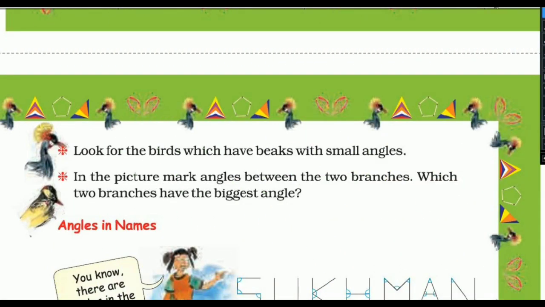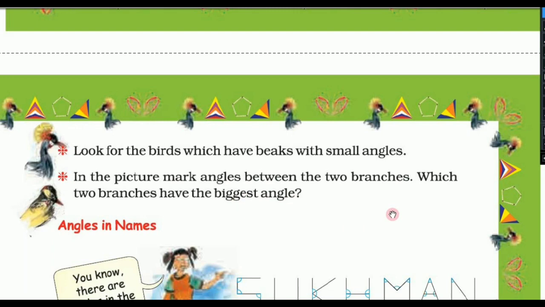So on page number 25 questions are given. Look for the birds which have beaks with small angles. You can see this type of birds in your surroundings, and also pictures of birds are given in the above picture. Now next one, in the picture mark angles between the two branches. Which two branches have the biggest angle?